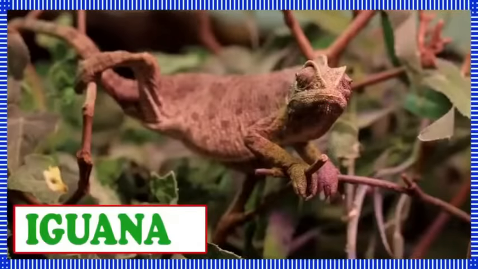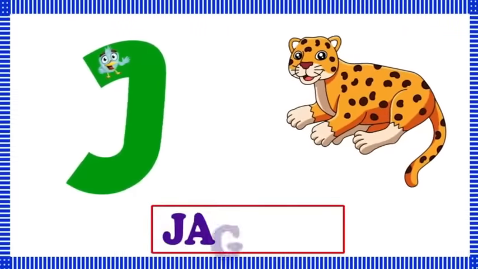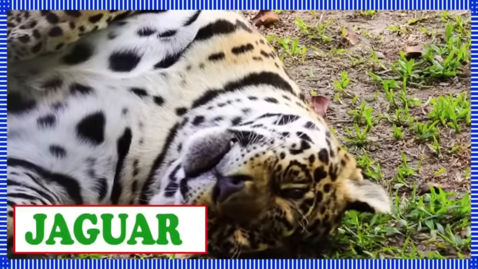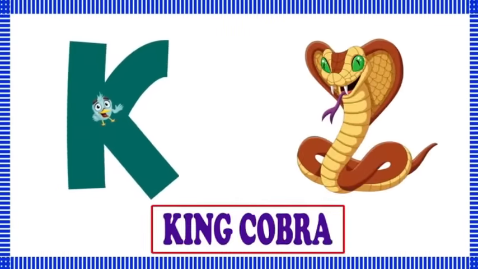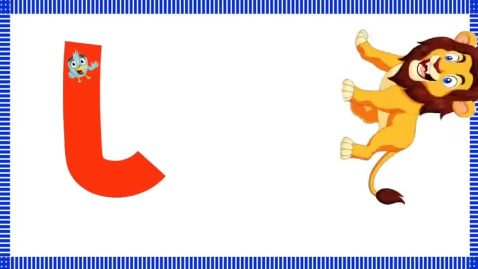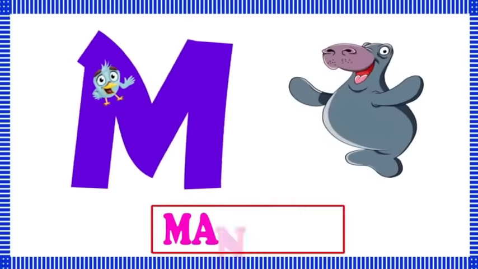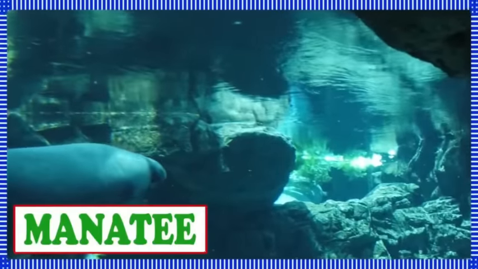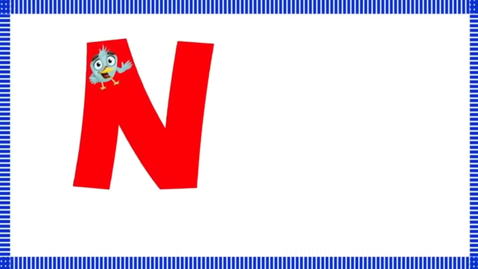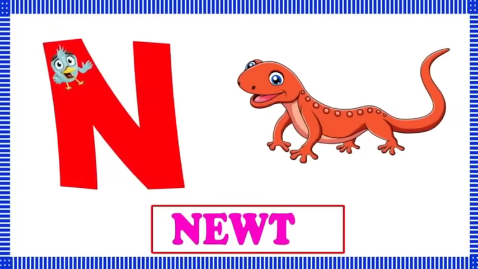I is for iguana. J is for jaguar. K is for king cobra. L is for lion. M is for manatee. N is for mute.